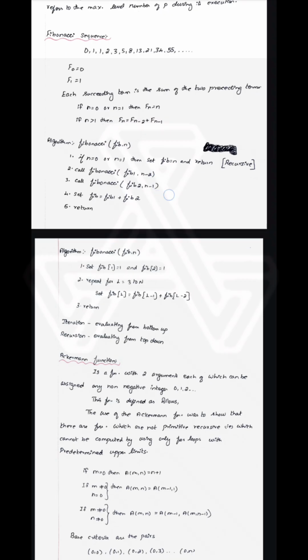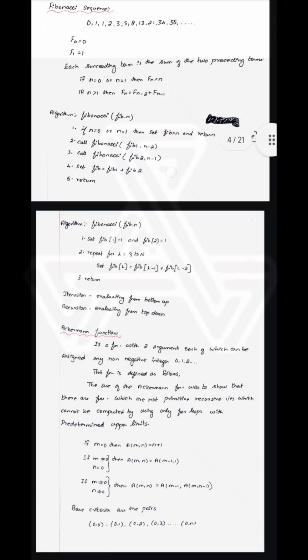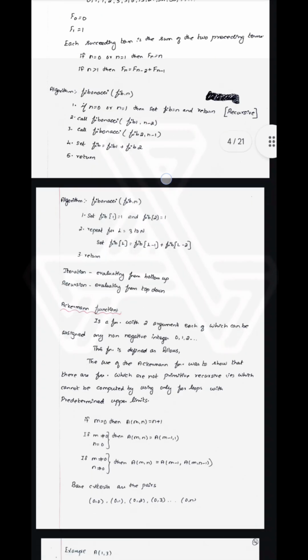Algorithm for Fibonacci sequence, fib of n. If n equals 0 or n equals 1, then set fib equals n. Return. Else call Fibonacci: fib 1 is fib of n minus 1, then fib 2 is fib of n minus 2. Set fib equals fib 1 plus fib 2. Return.